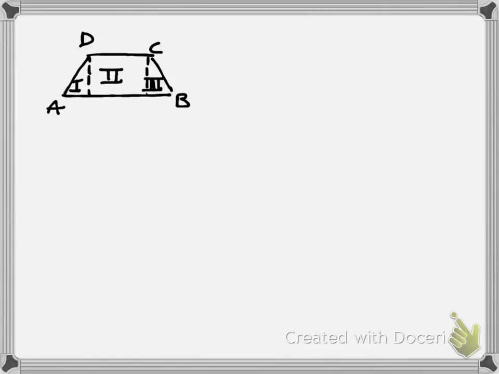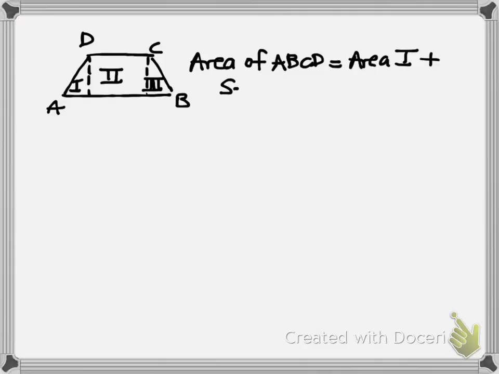So we could say that the area of the overall shape, ABCD, and this may have been an exercise that you guys did in elementary school when you didn't even know how to figure out the area of a trapezoid, would be the area of the first sector, 1, plus the area of the second sector, 2, plus the area of the third sector, 3. And that would be the area of the overall shape. Okay.